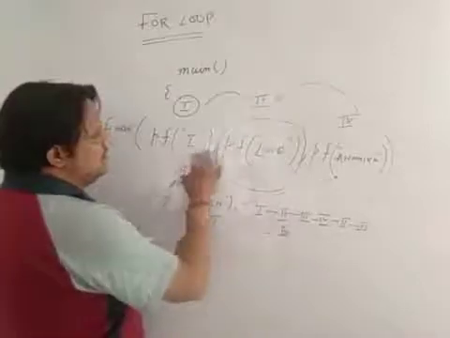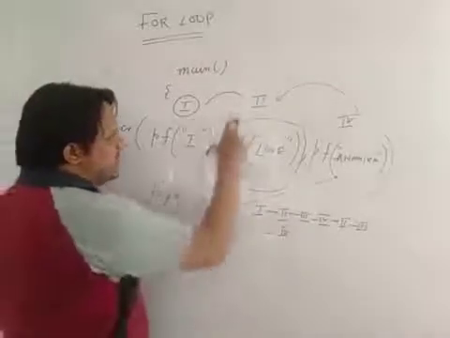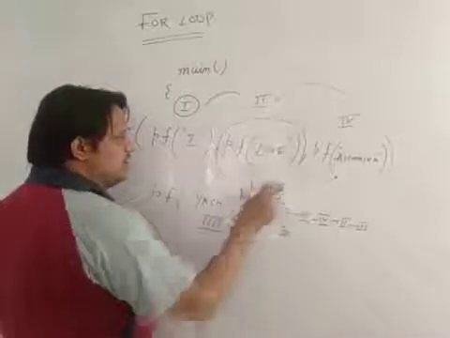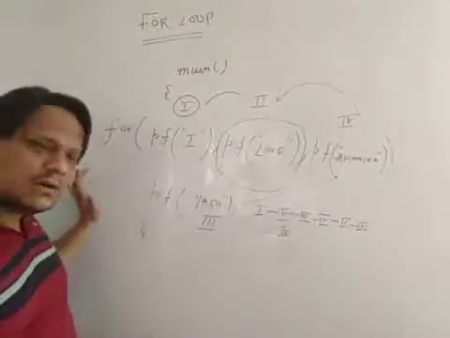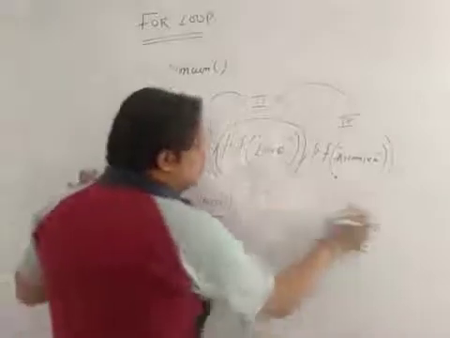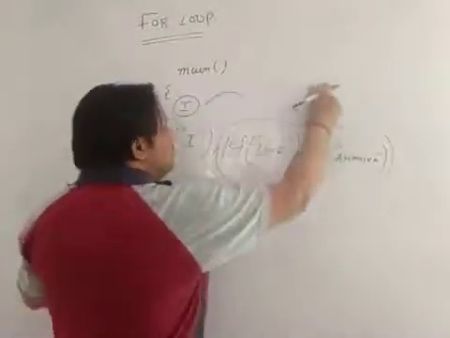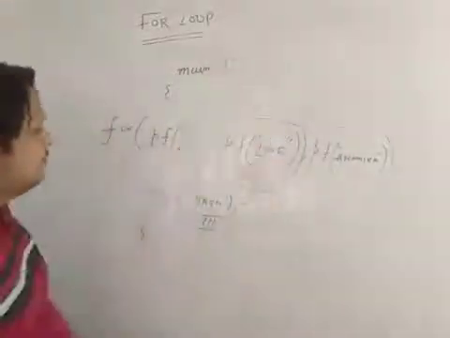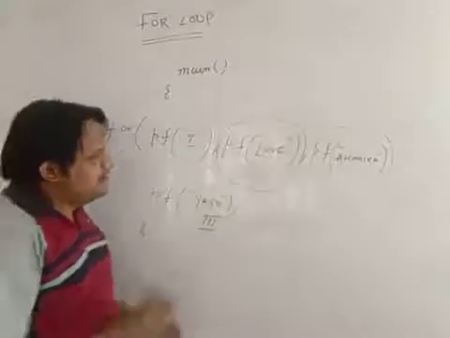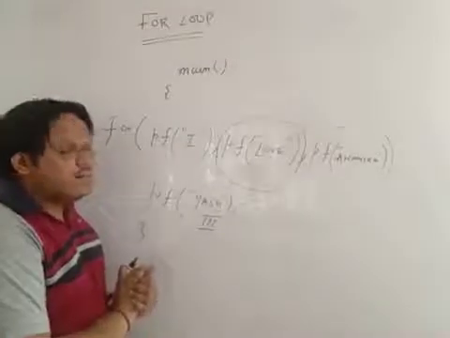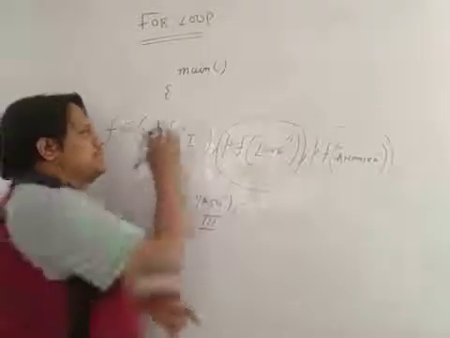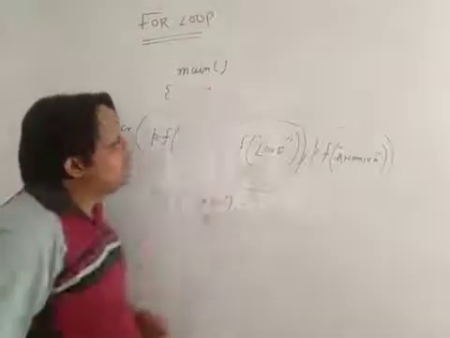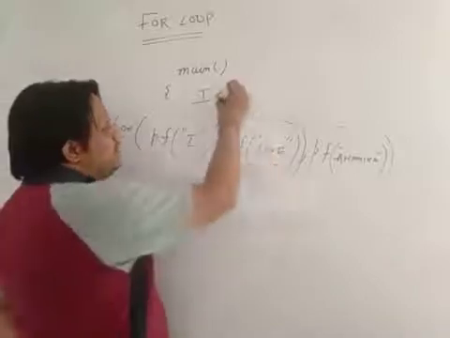So first, second, third, first, second, third, fourth, second, third, fourth, second, third, fourth, as long as the condition is true, right? So now given this code, printf I, printf love, printf anamika, printf yash. What is the answer? So printf is supposed to print something. So firstly it will print I, right? Then printf will print love.